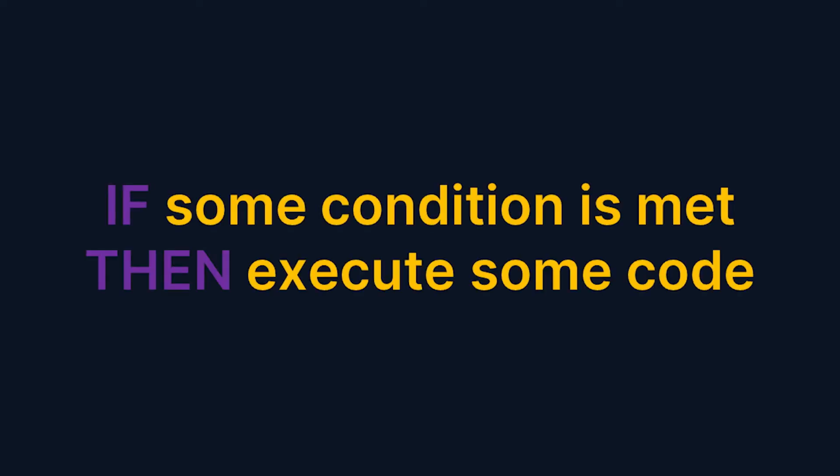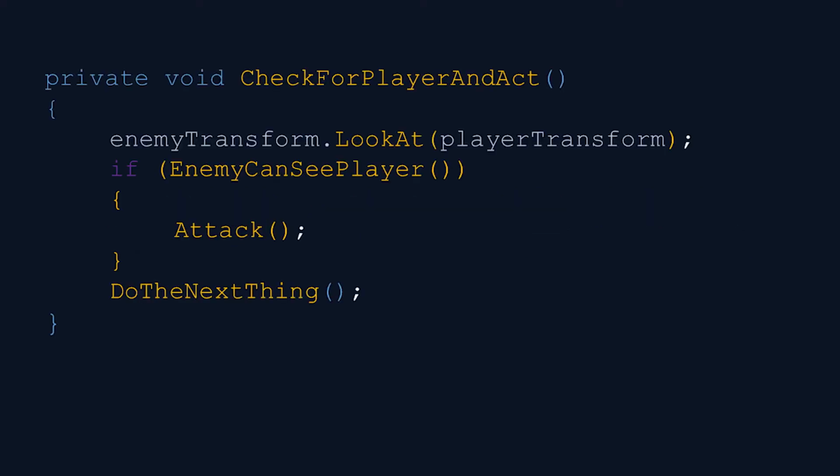The concept here is pretty straightforward. We tell the computer that if a condition is met, then execute some code. In C#, we can do this by writing the keyword if, then a pair of parentheses surrounding our condition, then a pair of curly braces surrounding whatever code we want to execute when the condition is met. Let's talk a little more about the different parts of this conditional statement.